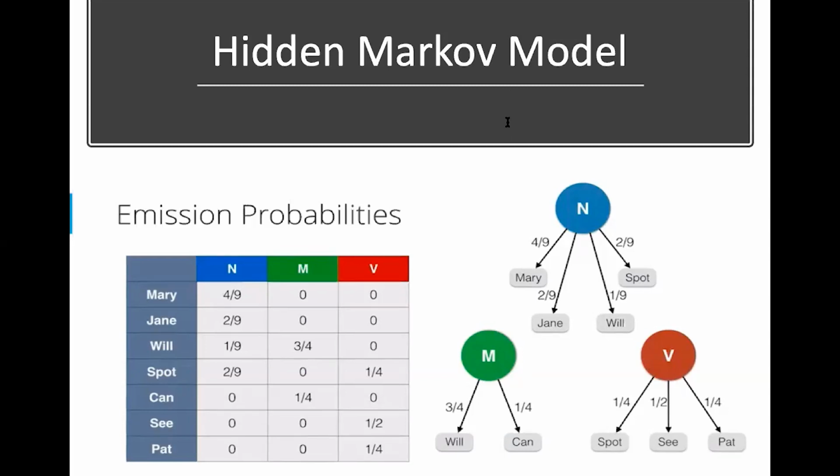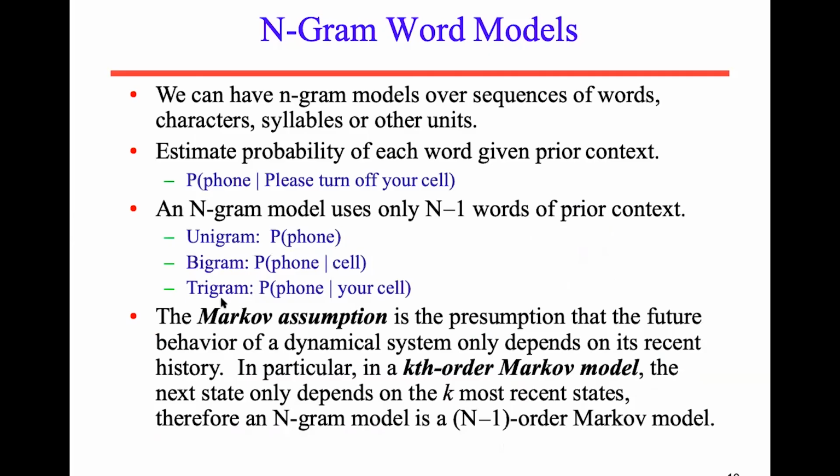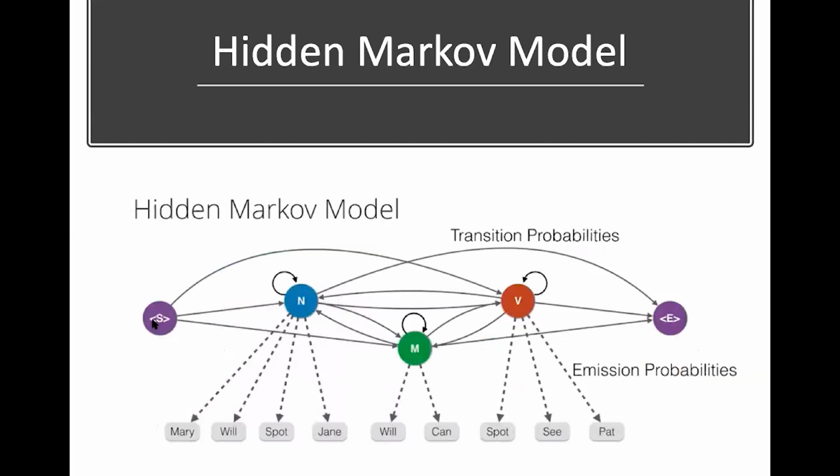What is the use of that number after multiplying the emission and transition? What is the role of that number? So, for example, I'll go back to this slide. I have one number that I get for Mary, which is from start to noun, and emission. Start to noun, I will get a transition probability. And Mary being a noun will be an emission probability. Once I multiply these two, I get one number here.